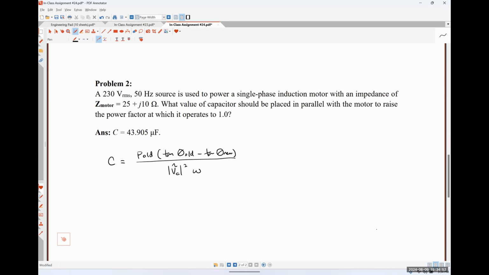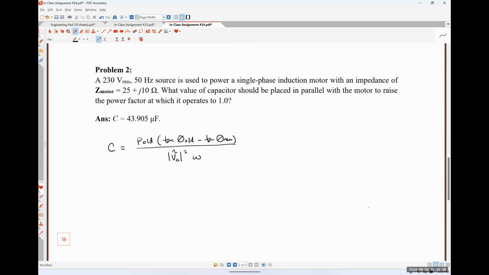For this particular problem, there is not a power mentioned at all. So we're probably going to have to do some work to figure out what P old is. Anybody have any thoughts on what that might look like? And it's okay if you don't.